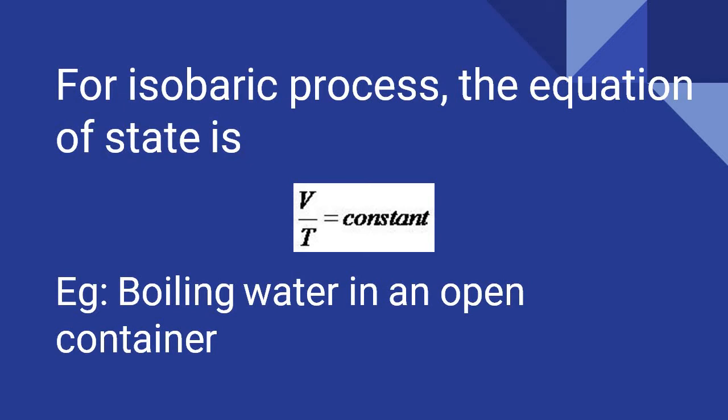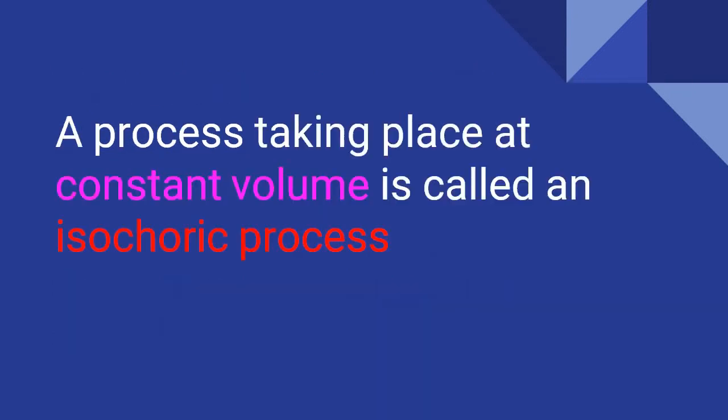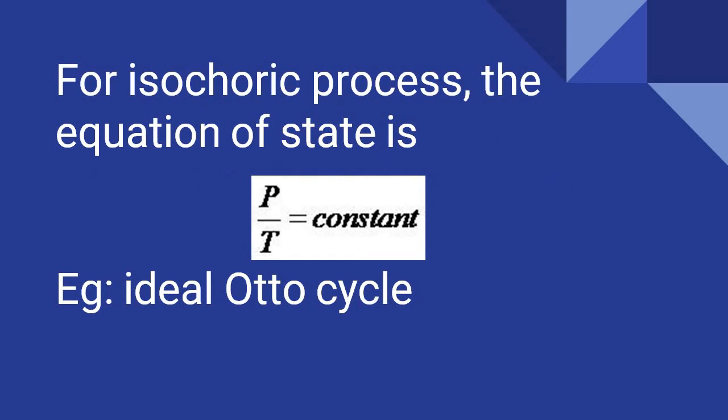So in an open container, always the pressure above water is atmospheric pressure. And now, a process taking place at a constant volume is called isochoric. And similar to your isobaric process, the expression for isochoric process is P by T equal to constant. And the example is your ideal Otto cycle. In heat engines, we will be studying this Otto cycle.